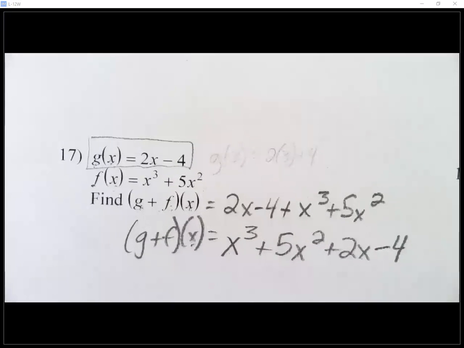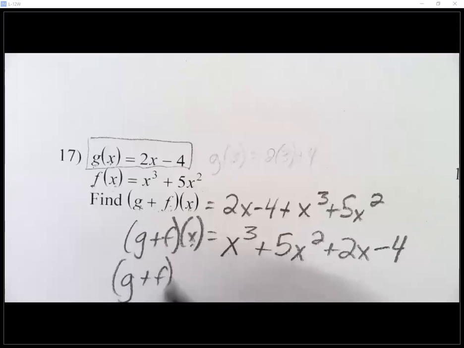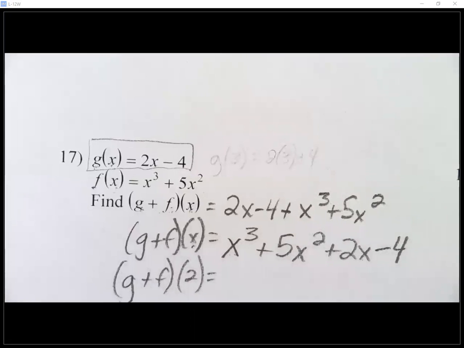Oh, so the X is just telling you what you're putting in for X? Yes. Whatever is in this second set of parentheses is what's going to get replaced. So if I now do G plus F of 2, now I'm replacing all of these X's with 2s. Oh, I got what you were saying. Are you okay now? Yeah, I'm good now.